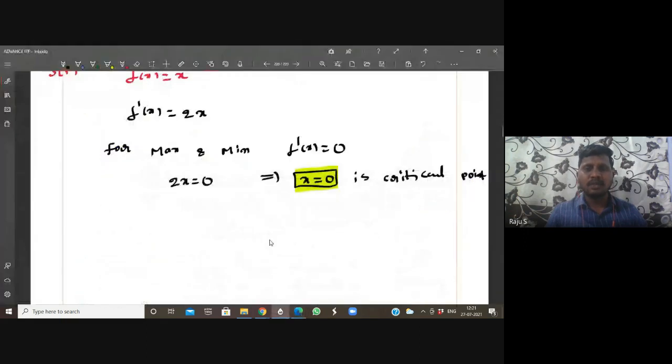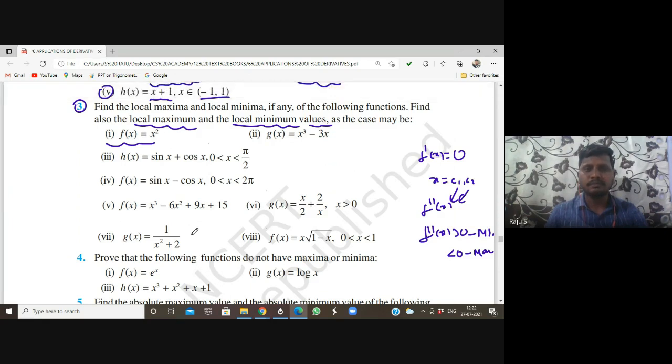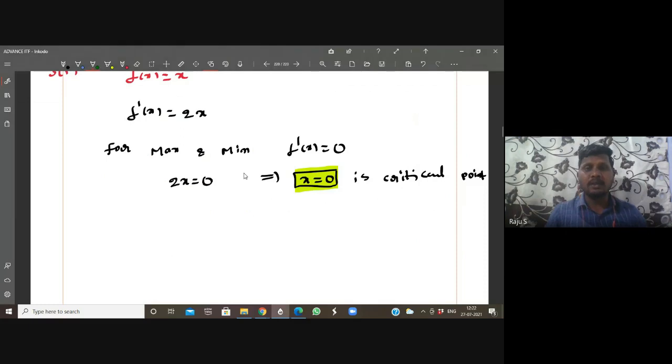Okay, so after this, what shall we do here? Yeah. So in this question, have they given any interval, students? They have not given any interval. Am I right? So whenever they do not give any interval, what shall we do here? We find the second derivative, f double dash of x. What is f double dash of x? f dash of x is 2x, f double dash of x is 2. 2 is clearly greater than 0.